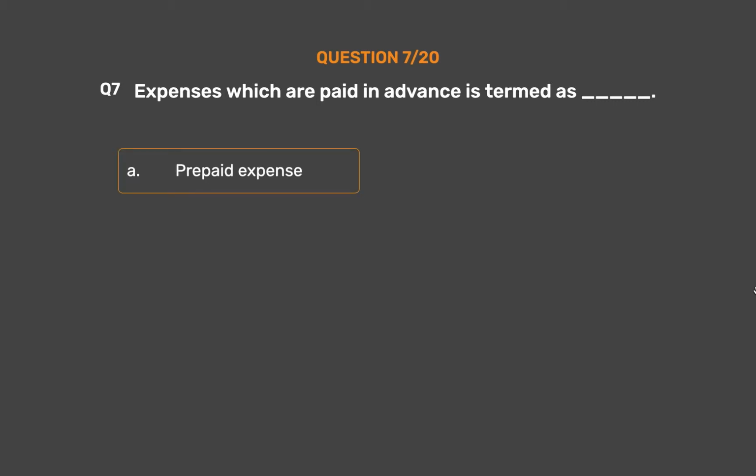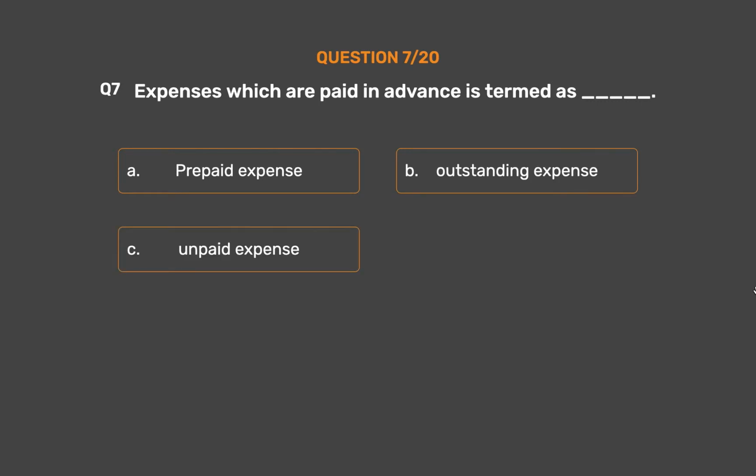Question number 7. Expenses which are paid in advance are termed as underscore. Option A. Prepaid expense. Option B. Outstanding expense. Option C. Unpaid expense. Option D. None of them. The correct answer is Option A. Prepaid expense.